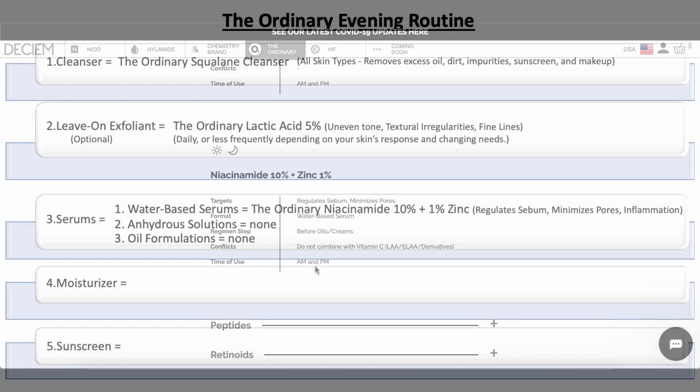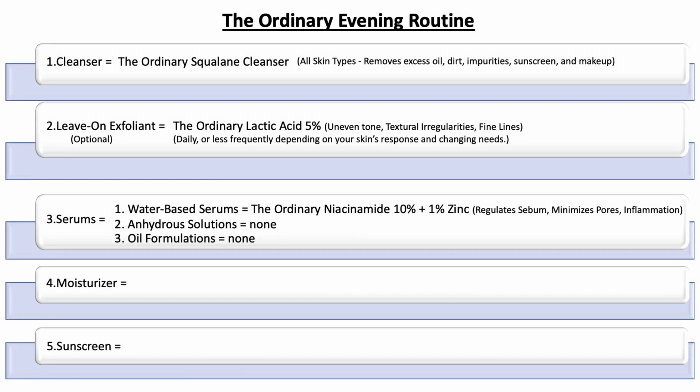Now I decided to use niacinamide in the evening only. And this is going to be the only serum that I'm going to use in the evening. I'm not going to use any other water-based serum. I'm not going to use any anhydrous solution or oil. I'm just going to stick with niacinamide. And as my moisturizer, again, I'm going to stick with the Ordinary Natural Moisturizing Factors, same as I already use in the morning, to keep the routine fairly simple, but still very effective depending on the skin concerns.